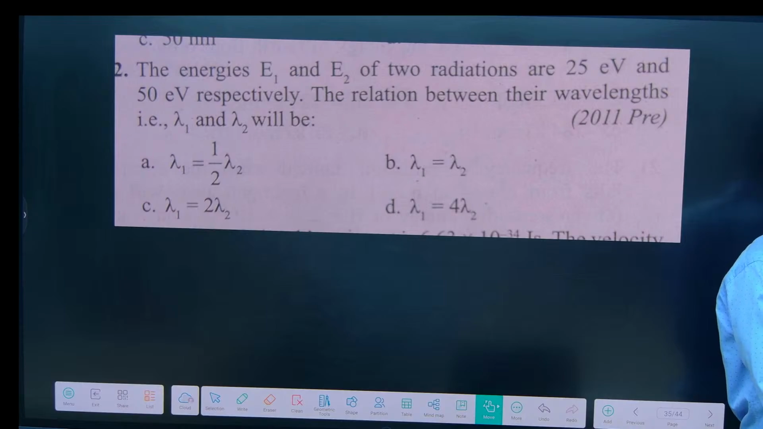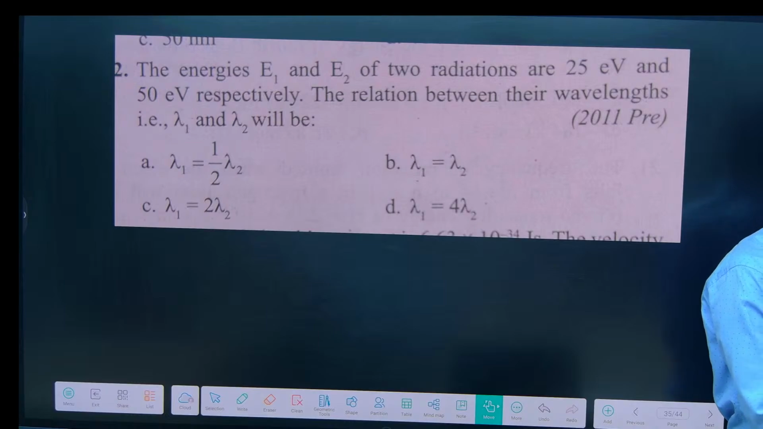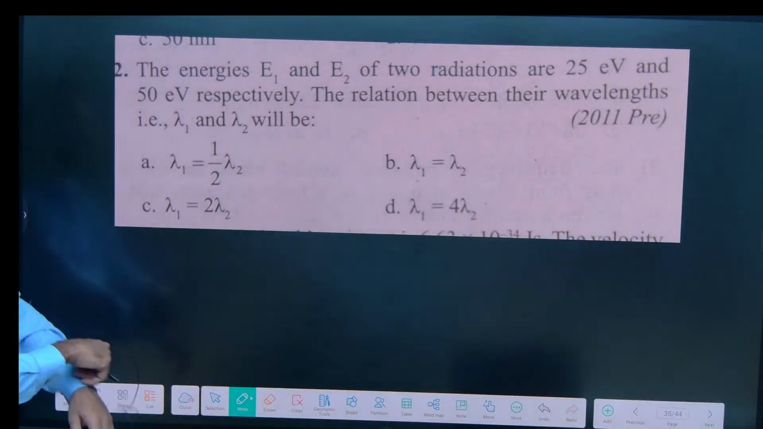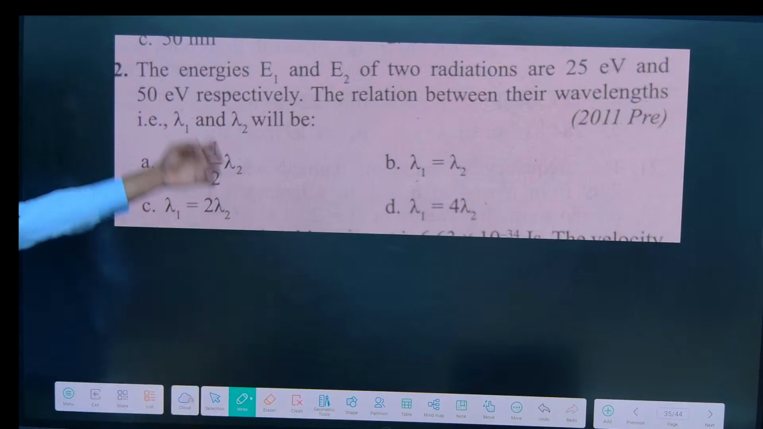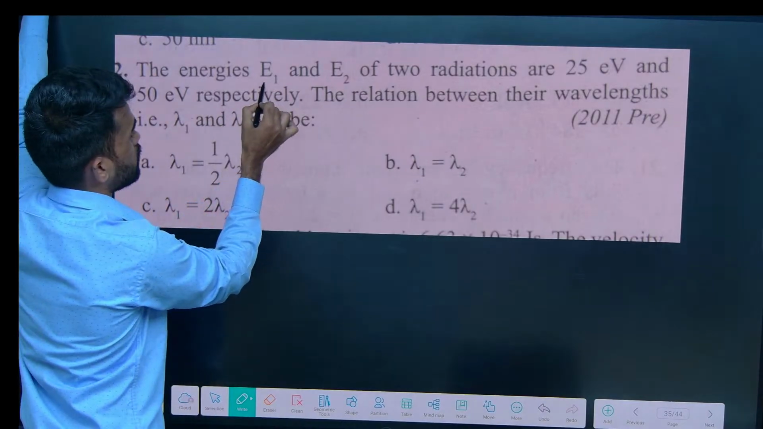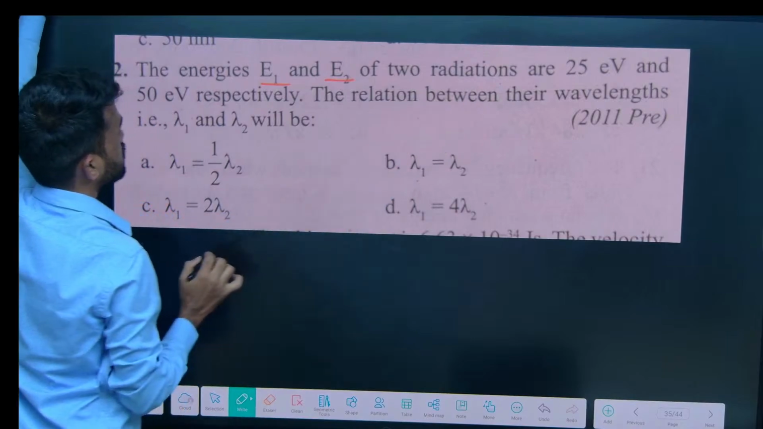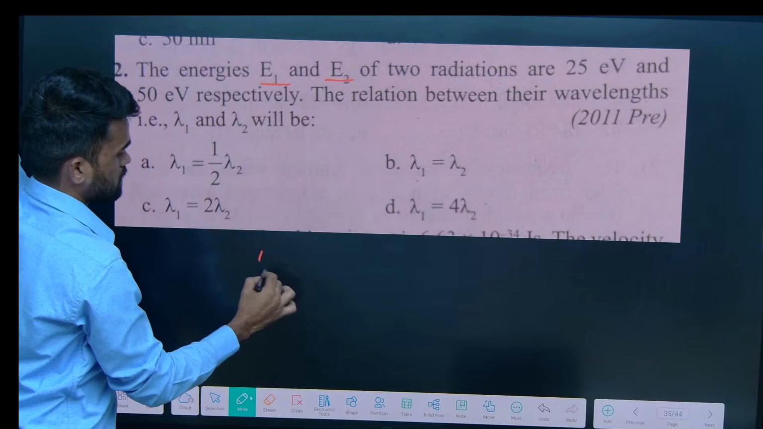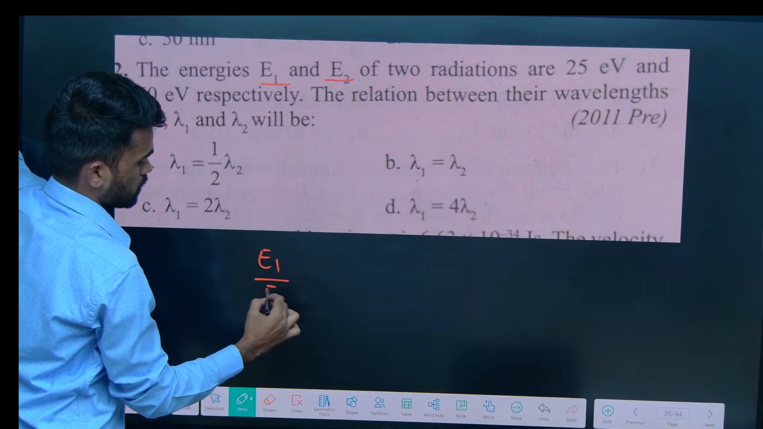Yeah, lambda 1 equals 2 lambda 2. So how to do this? Tell me. Energy is inversely proportional to wavelength. 25 by 50 is equal to lambda 2 by lambda 1. Perfect. See, they are saying the energies E1, E2 are given like that. The relation between their wavelengths lambda 1 and lambda 2 will be... see, lambda 1 by lambda 2.